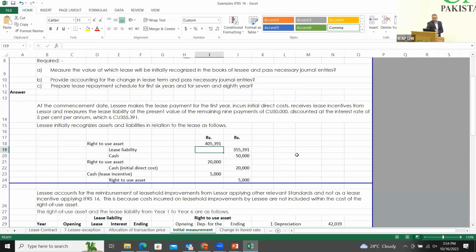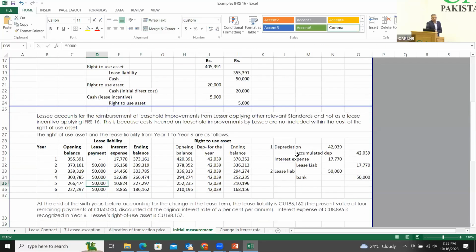So here is the present value of the lease liability, and then there is a cash payment, and then the right of use asset, and then we add the initial direct cost, and then we have deducted the incentive from the right of use. And then this is your present value calculation. This is your present value of lease liability.